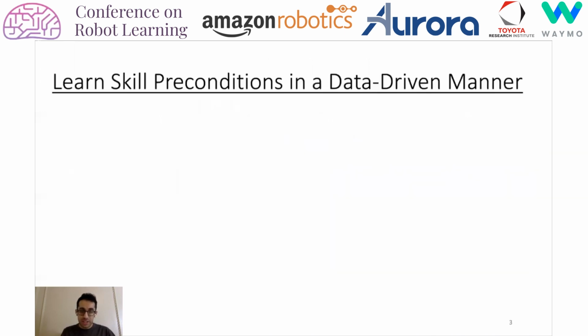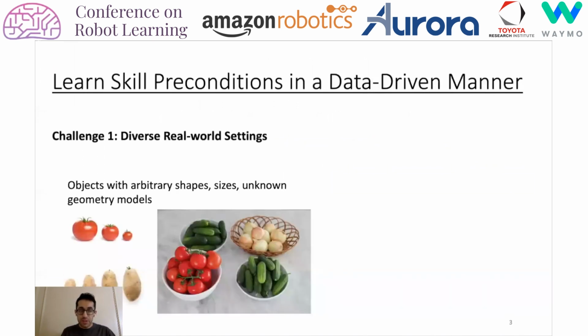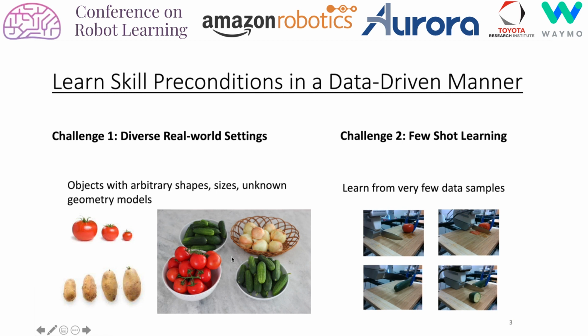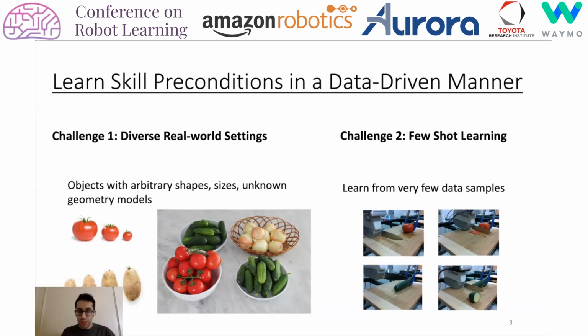There are two main challenges associated with this setting. First, we want to operate in diverse real-world settings, wherein objects can have arbitrary shapes and sizes. Additionally, each scene can have a variable number of objects, and we want precondition models to be able to generalize to all such settings. Second, it is important to learn these preconditions from as few samples as possible. It is clearly impossible to expect to slice thousands of food items to learn preconditions of the cutting skill.